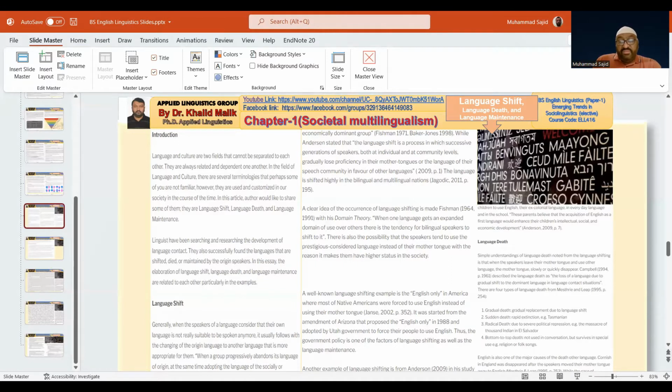Another example of language shifting is from Anderson 2009 in his study, where children use English, an ex-colonial language, in everyday life and in school. These parents believe that acquisition of English as a first language will enhance their children's intellectual, social, and economic development.